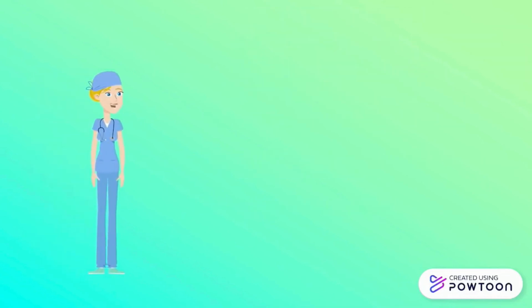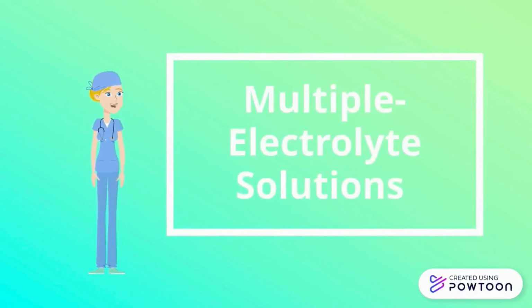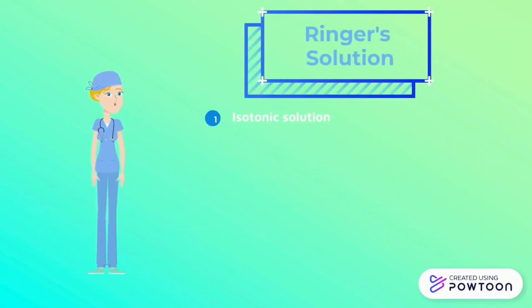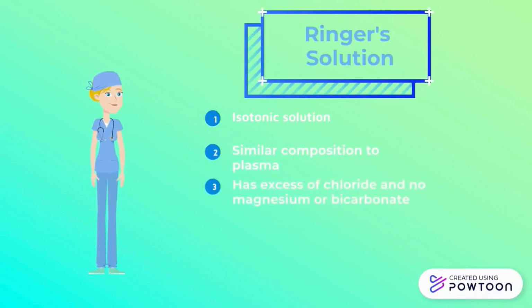Our last category of solutions is called multiple electrolyte solutions. Ringer solution is an isotonic solution which has similar composition to plasma except it contains an excess of chloride, has no magnesium or bicarbonate. It does not provide free water or calories but is used to expand the intravascular volume and replace ECF losses.